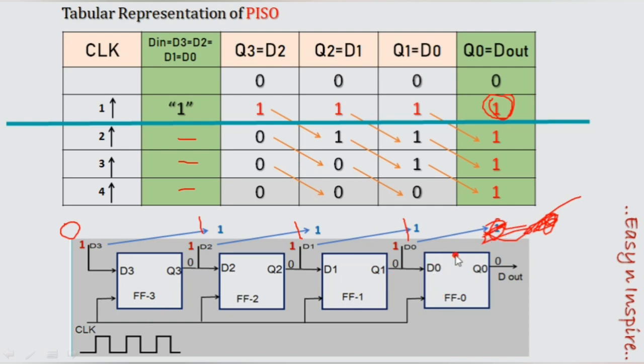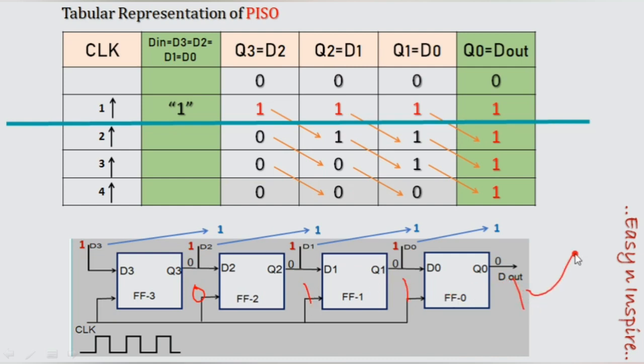Now for this flip-flop, 1 is input. So it becomes 1. For this flip-flop, 1 is input. So it becomes 1. For this flip-flop, 1 is input. So again it becomes 1. For this flip-flop, I have applied nothing. It means it is 0. 0, 1, 1, 1 is my answer. Again, I got my value. Next, again. What is 0, 1 is my answer, right? So I am placing here 0, 1 is my answer.